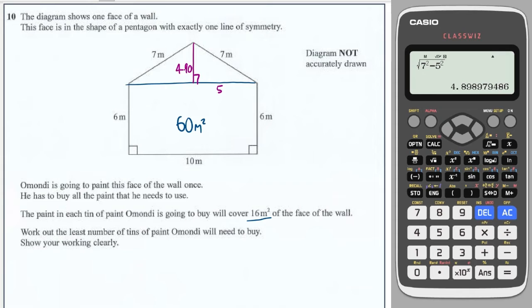Okay, so we can work out the total. The area of the triangle is going to be 4.90 height times by the base, which is 10, and then divided by 2. So times that by 10, divide it by 2, and that gives me 24, or just 24.5. Okay, so the total area is going to be 84.5.